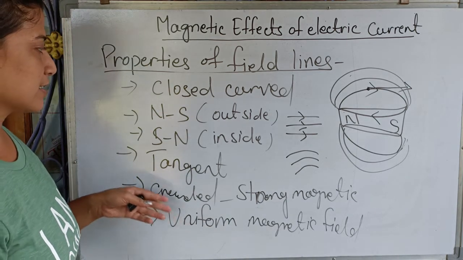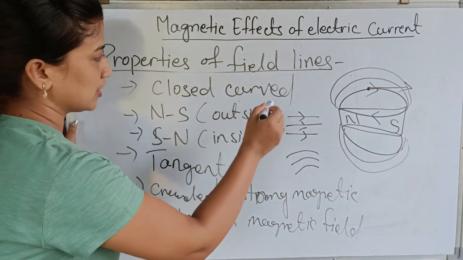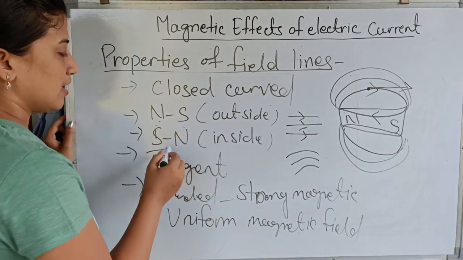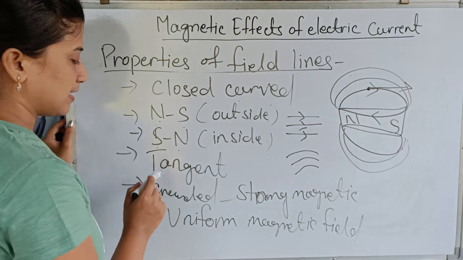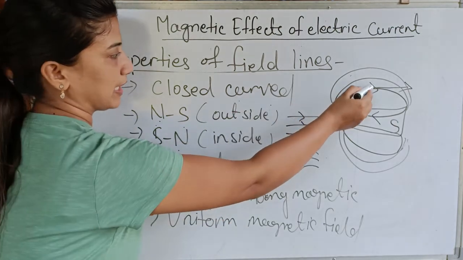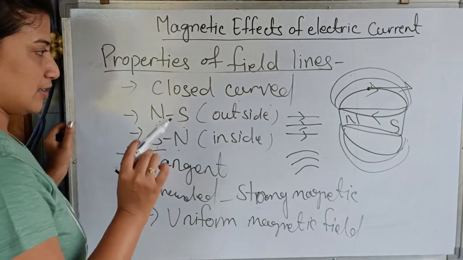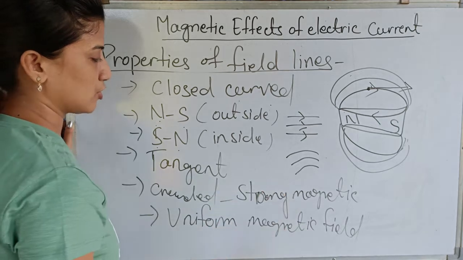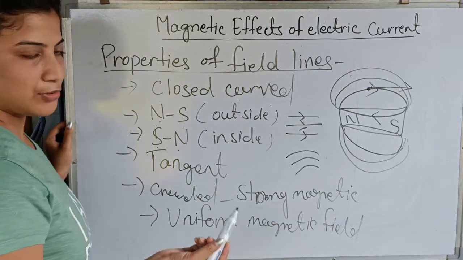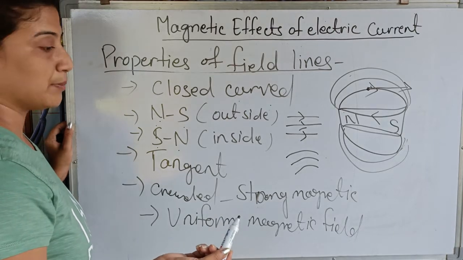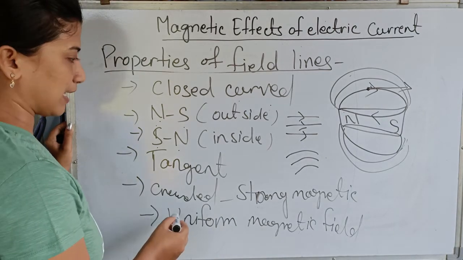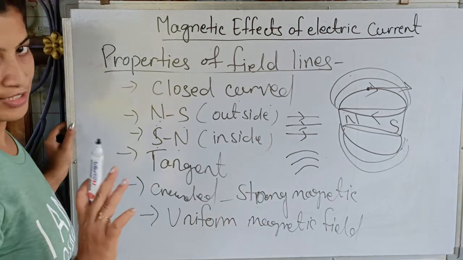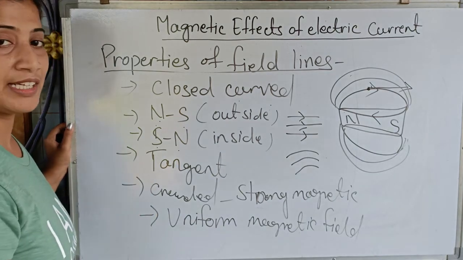Again, to summarize: the magnetic lines of force are closed curves. They are directed from north to south outside the magnet, and from south to north inside the magnet. A tangent at any point on the field line represents the direction of the magnetic field. If the magnetic lines of force are crowded, they represent a strong magnetic field, and if there are few lines, they represent a weak magnetic field. If the field lines are equidistant and parallel, they represent a uniform magnetic field. So this is all about the properties of magnetic field lines.